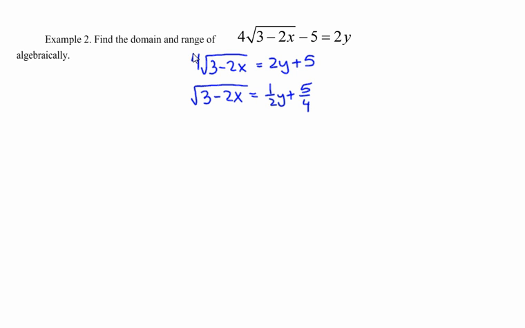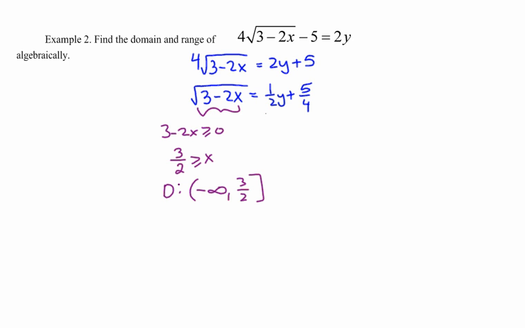Okay, so the inside, 3 minus 2x, has to be greater than or equal to 0. So that would be 3 over 2 is greater than x. So therefore, x is less than or equal to 3 over 2. So your domain would be from -infinity to 3 over 2.